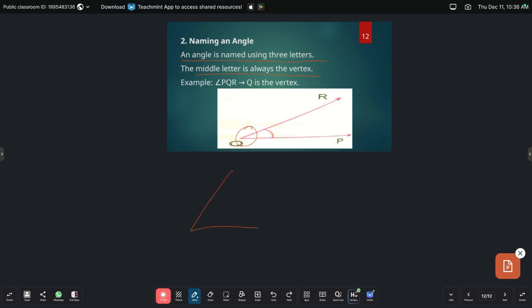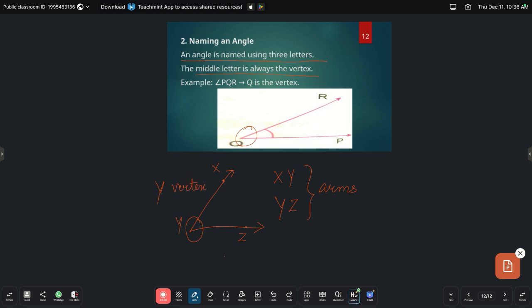Suppose I am drawing an angle here. It's named X, Y, and Z. How can we name this angle now? First of all, tell me, which are the arms here? X and Y is one arm, and Y and Z is another arm. So these are the arms. And which is the vertex? Here, Y is the vertex.